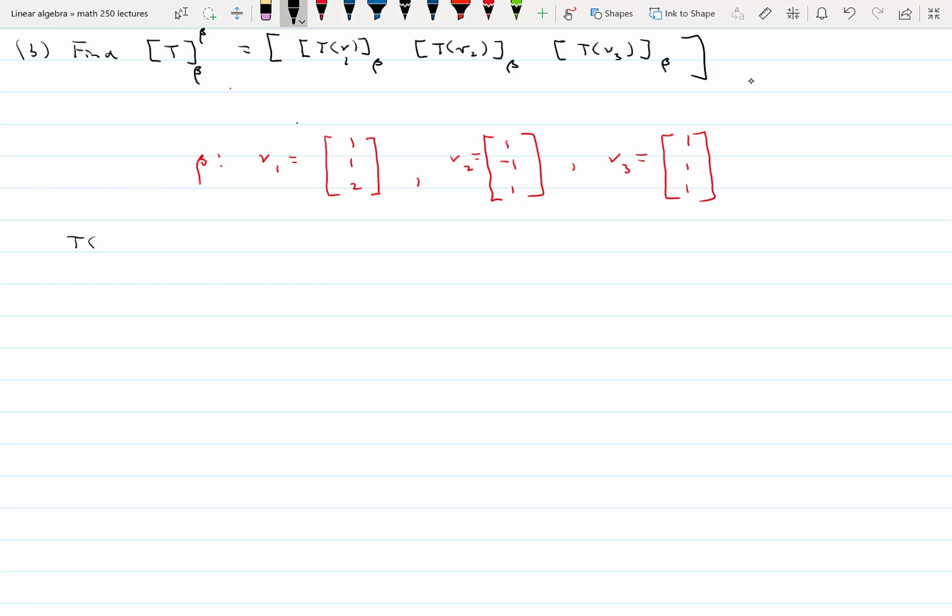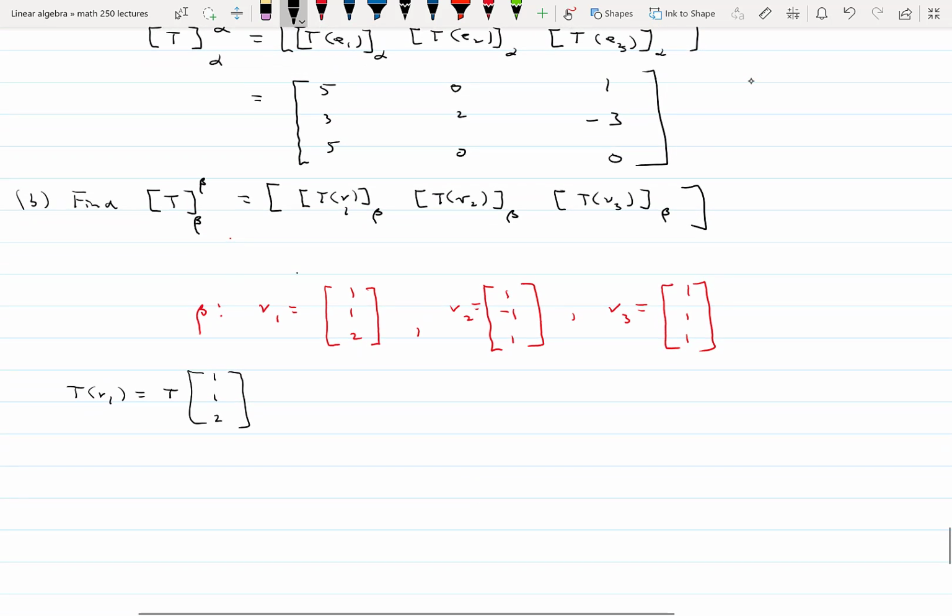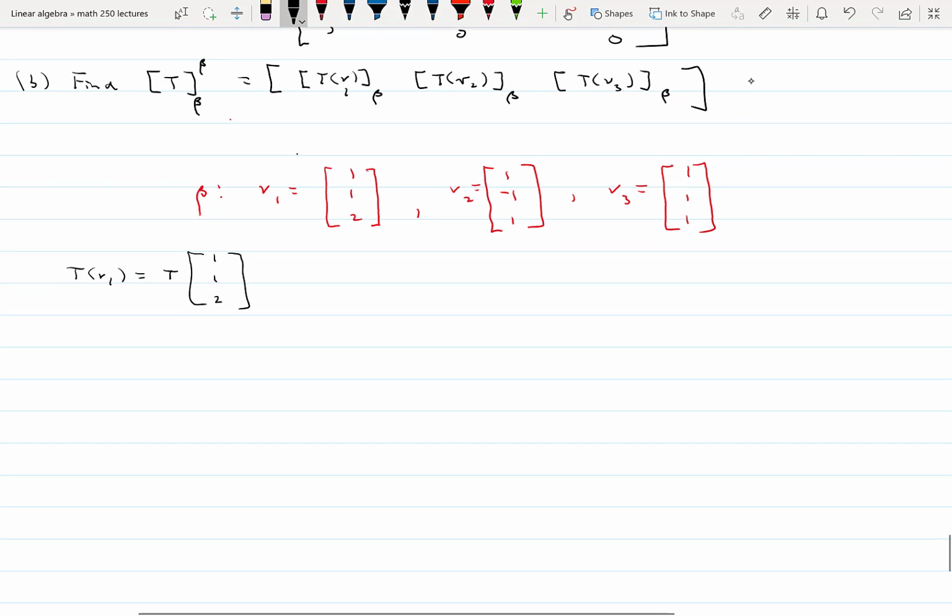If you're not with me, let's just do it. So we find T of V1. T of V1 is T of the column vector 1, 1, 2. If you put 1, 1, and 2 into our linear transformation, it's very easy to compute, you get 7, negative 1, and 5. So that's the action of the linear transformation on V1.